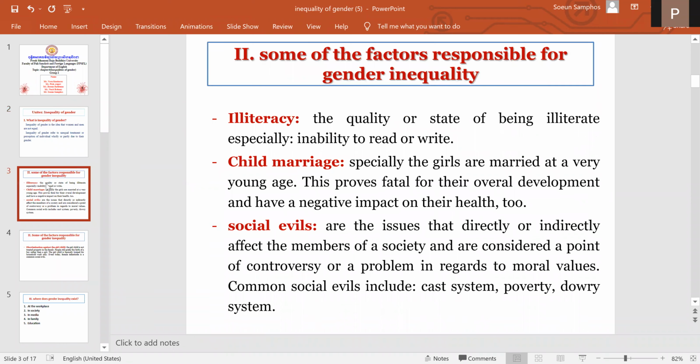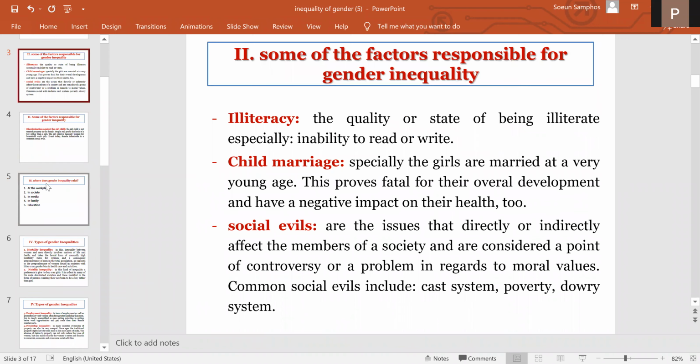Some of the factors responsible for gender inequality. 1. Illiteracy, the quality or state of being illiterate, especially the inability to read or write. Second, child marriage. Child marriage, especially where girls are married at a very young age. This proves fatal for their overall development and has a negative impact on their health too.